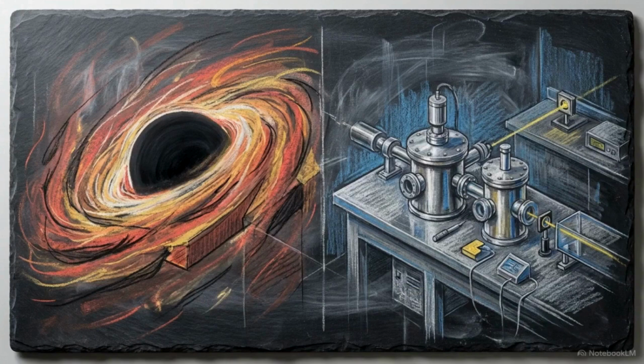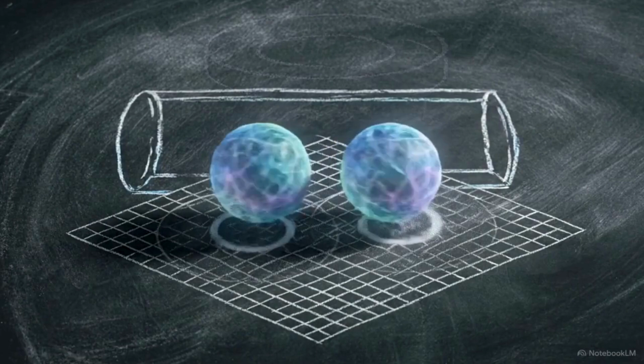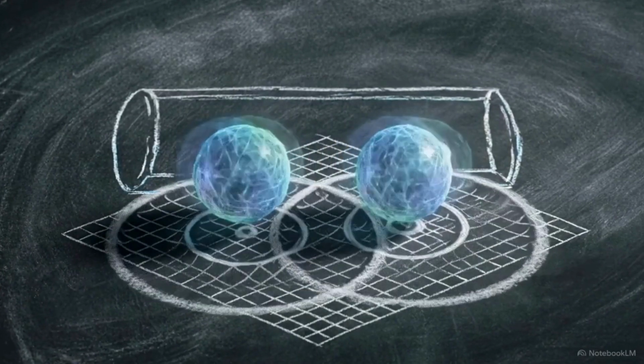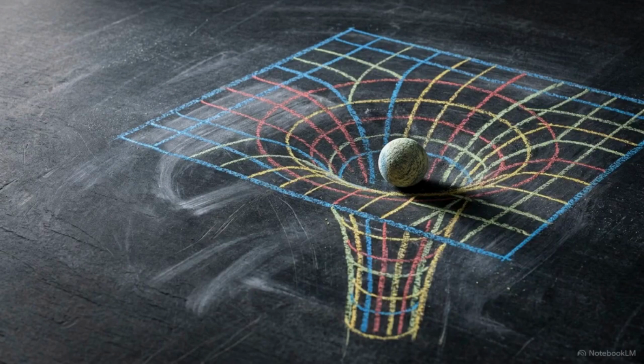To test if gravity is a quantum phenomenon, we don't need to observe a black hole. We can test it in a laboratory using two microscopic masses. This is the BMV experiment. By placing these objects in a quantum superposition, researchers aim to observe exactly how they warp the local gravitational field.